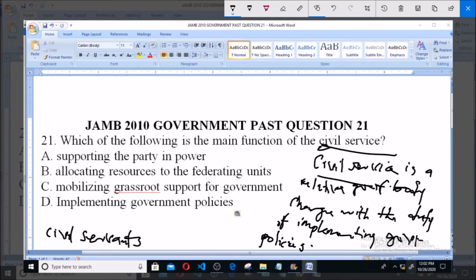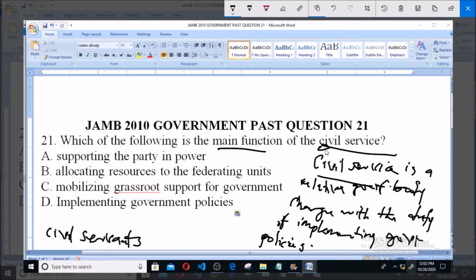Then the question now said that what is their main function? Option A says supporting the party in power. B say allocating resources to the federating units. C say mobilizing grassroots support for the government. D say implementing government policy.